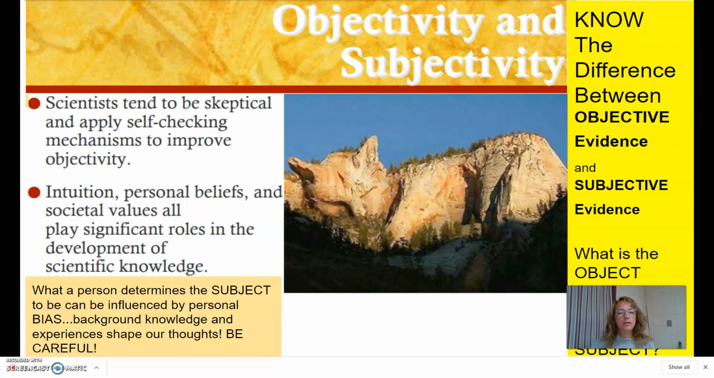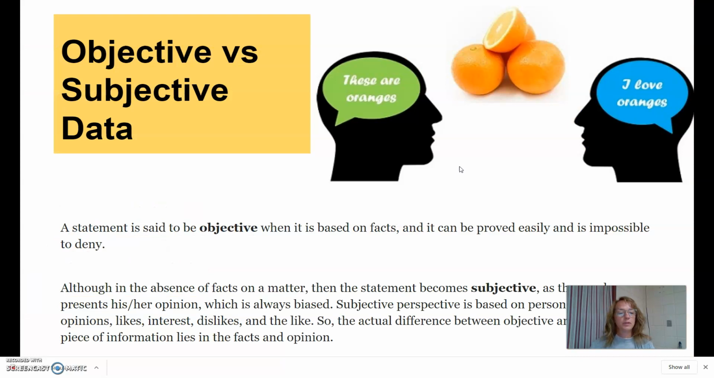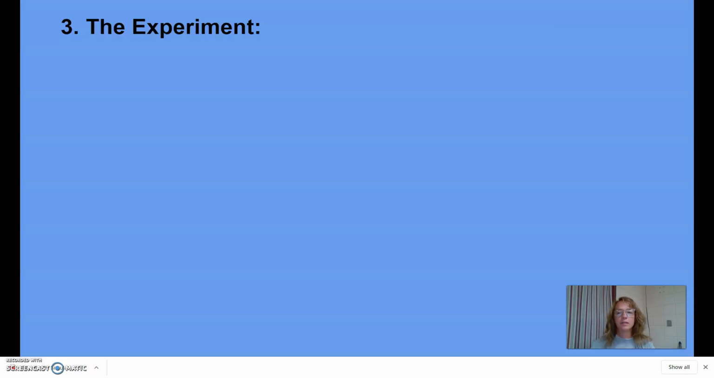Another look at objective versus subjective data. I do want you to know the difference between those words. Objects are a thing, subject is an idea. Okay, so maybe that helps. I could say that this is a rock. Yes, it is a rock. We could test it and prove it. Then I could say it's a cat-shaped rock. Well, that's my opinion that it looks like a cat. So be careful about giving subjective empirical evidence. You can read that if you need some more help on the difference between object versus subject. Make sure you know it.